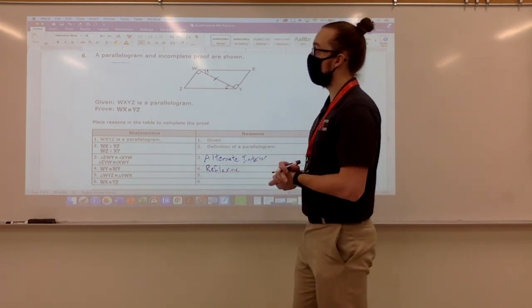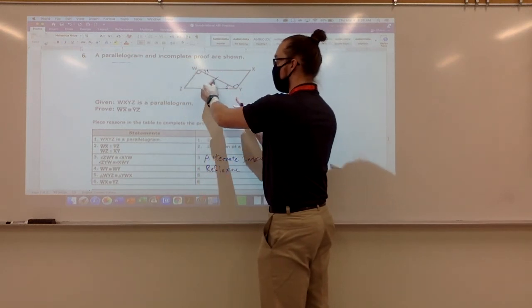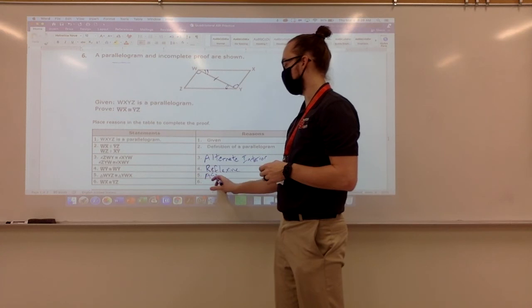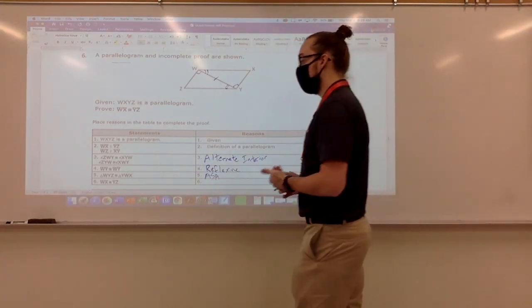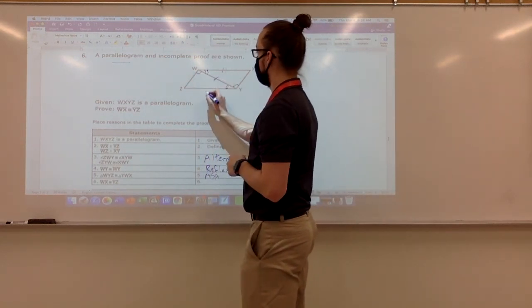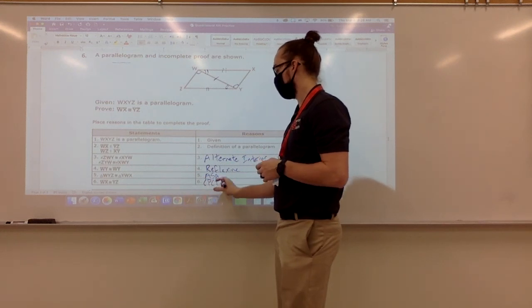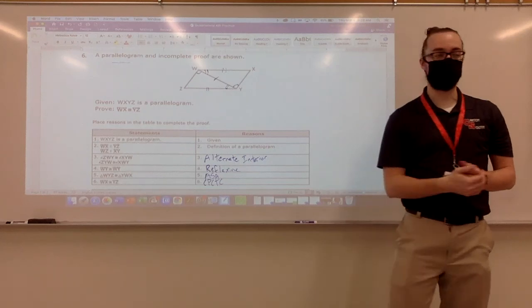Then they claim the triangles are congruent. Well, if I look, I've got angle, side, angle. I've got two pairs of angles with the side in between. So those triangles are congruent by angle, side, angle. Then finally, they say, well, WX has to be congruent to YZ. That would be because, since we've shown the triangles are congruent, corresponding parts are congruent.